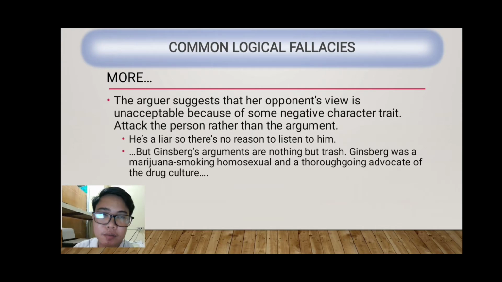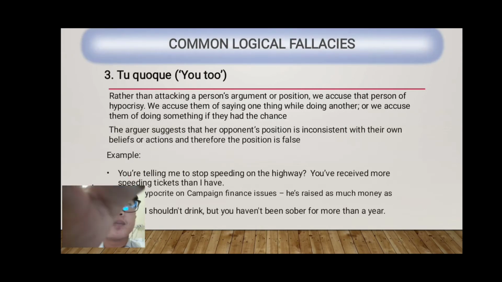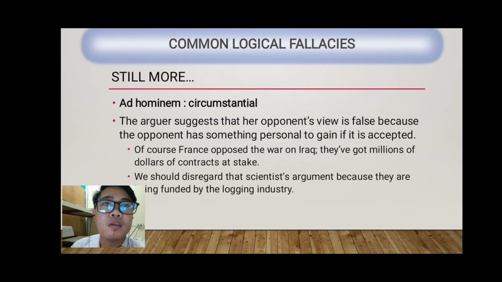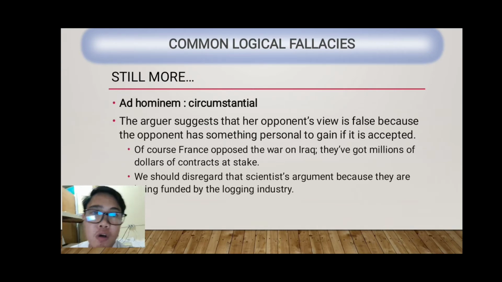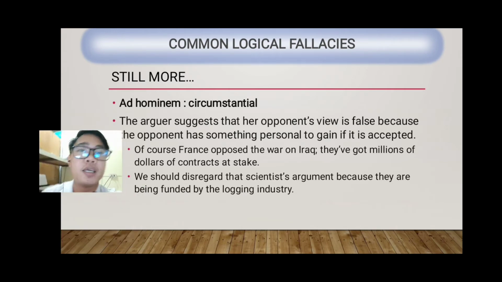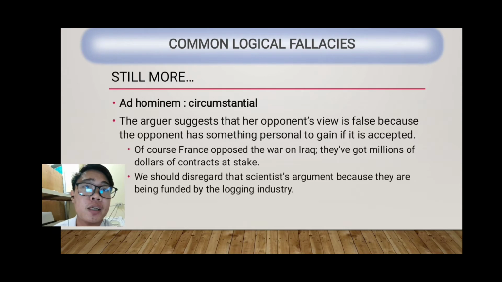Okay. All right. So still more. Ad hominem circumstantial. Under argumentum ad hominem, the arguer suggests that her opponent's view is false because the opponent has something personal to gain if it is accepted. Example: of course, France opposed the war on Iraq. They've got millions of dollars of contracts at stake. So we should disregard the scientists' argument because they are being funded by the logging industry. So here, the arguer suggests that her opponent's view is false because the opponent has something personal to gain.